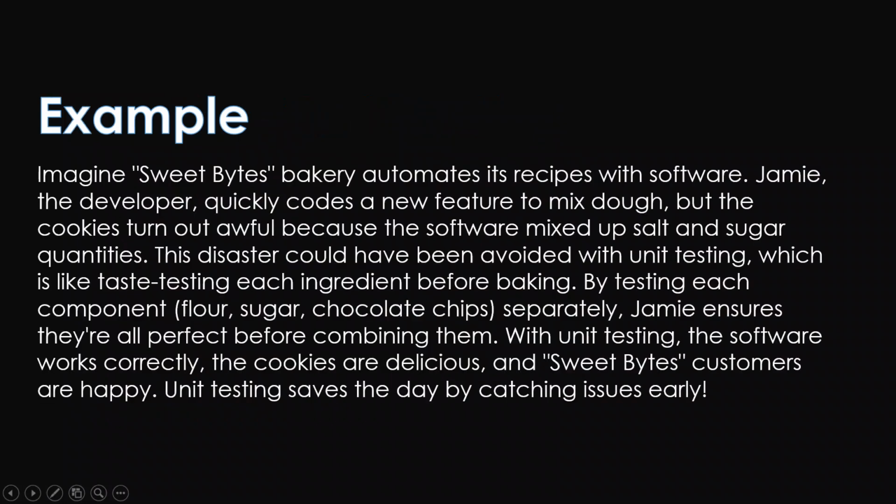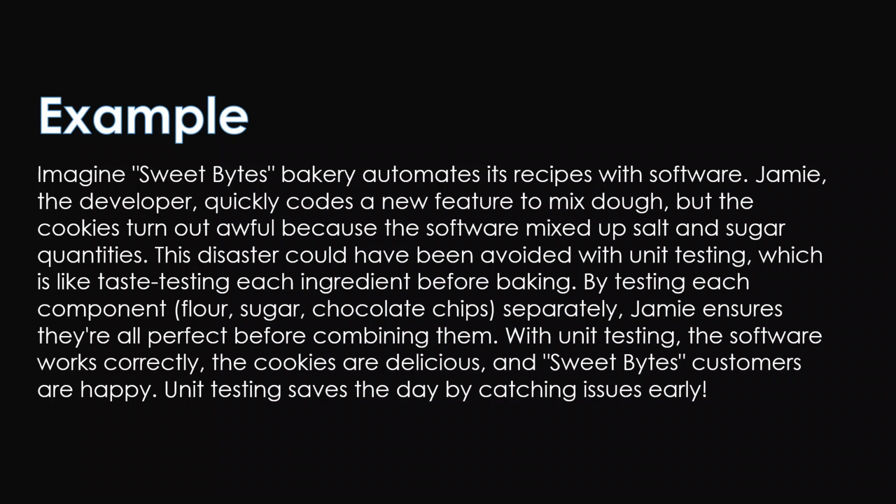So imagine there is a Sweet Bites bakery that automates its recipes with the software. Now Jamie, the developer, quickly codes a new feature to mix dough, but the cookies turn out awful because the software mixed up salt and sugar quantities. There is more salt and less sugar, or there is more sugar and less salt, like this. So this was a disaster. Why did this happen? Because they did not test.